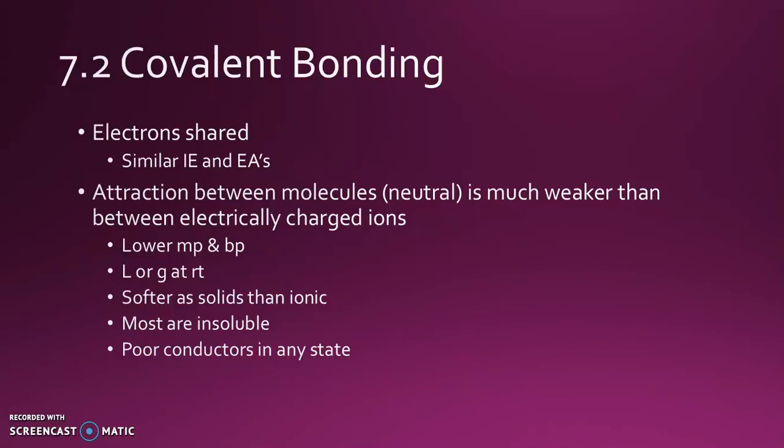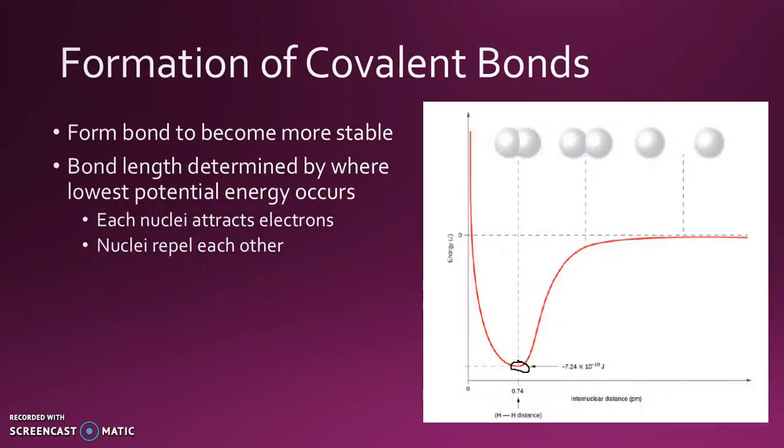And unlike ionic compounds, covalent compounds are poor conductors in any state. They will not conduct electricity. If you remember, ionic compounds won't conduct electricity when they're solid, but if you melt them or dissolve them in water, then the ions are free to flow, and it will be able to conduct electricity. Covalent compounds will not conduct electricity even if they're melted or dissolved.